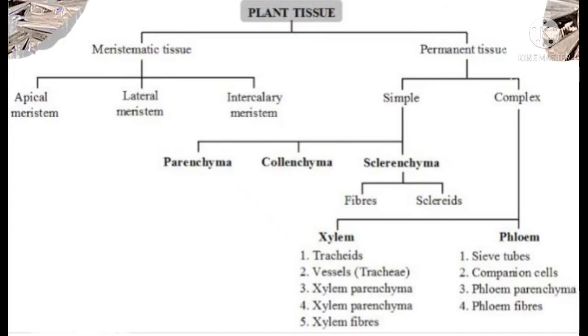Xylem is divided into tracheids, vessels, that is trachea, xylem parenchyma, xylem fibers. Okay, then phloem is divided into sieve tubes, companion cells, phloem parenchyma, phloem fibers. So my dear students, this was about the plant tissues, how they are actually divided.